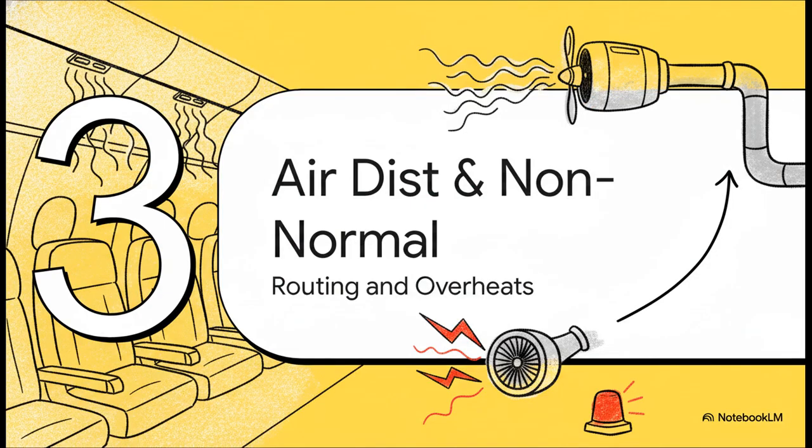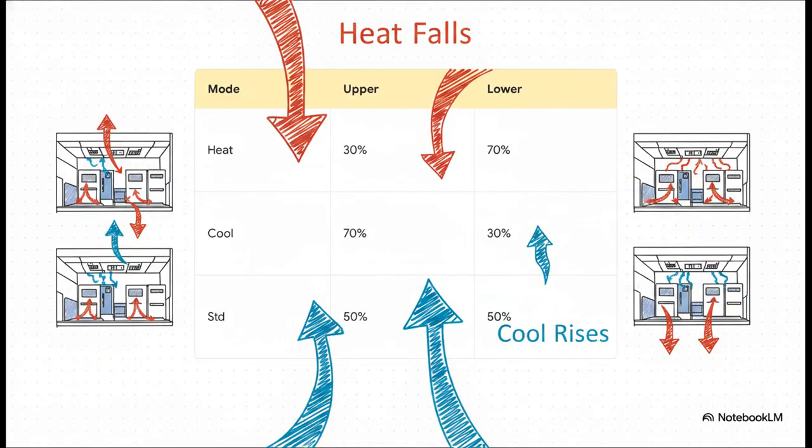Section 3. Air distribution and non-normal. We've conditioned the air, so let's distribute it through the cabin and flight compartment. Once that air leaves the packs, a distribution damper splits it up. To memorize these splits, just remember basic physics. Heat falls, cool rises. In heating mode, 70% of that warm air drops right down to the lower dado panels. But switch to cooling and bam, 70% of that cool air shoots up to the upper gaspers.